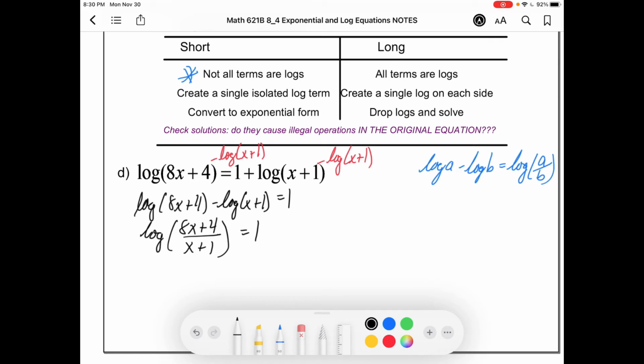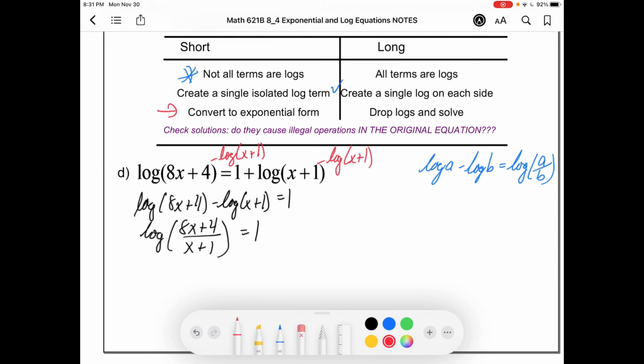Okay, so we put them together. Now we have a single isolated log term, and then the other side is just our numbers. The most common mistake I'll see here is people just drop the log. But there's no log to drop on the right side. What you need to do is convert to exponential form.